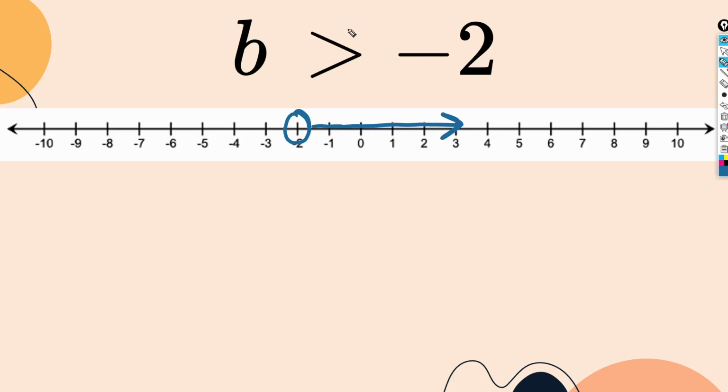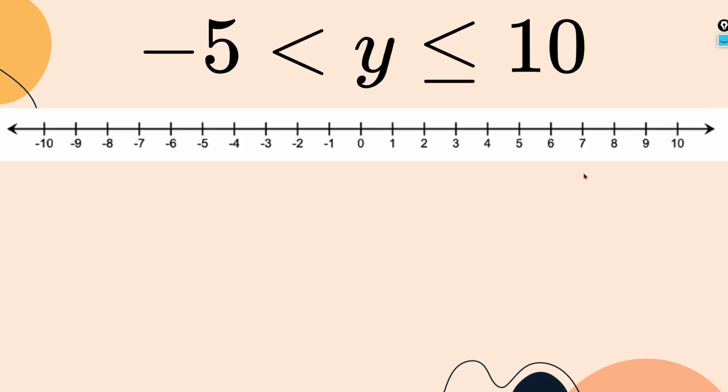No? But -2 itself, is it included? No, hindi, no? Kasi greater than -2. So our circle, our dot here, stays as is. No? A hollow circle. Hindi natin siya shadean kasi hindi kasama si -2. Okay? Next.